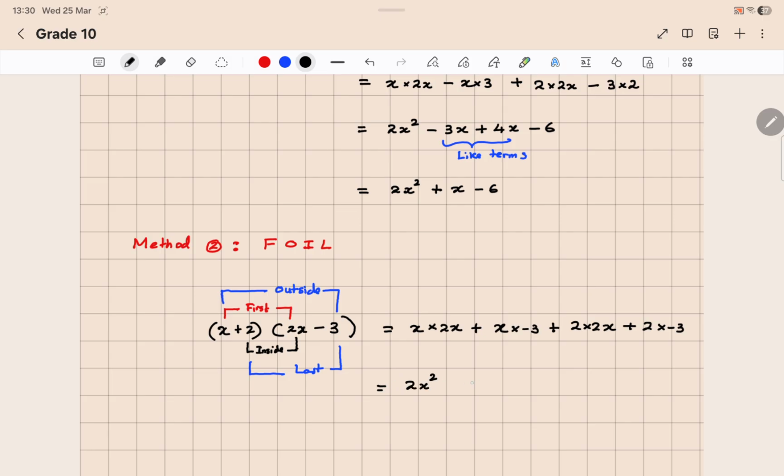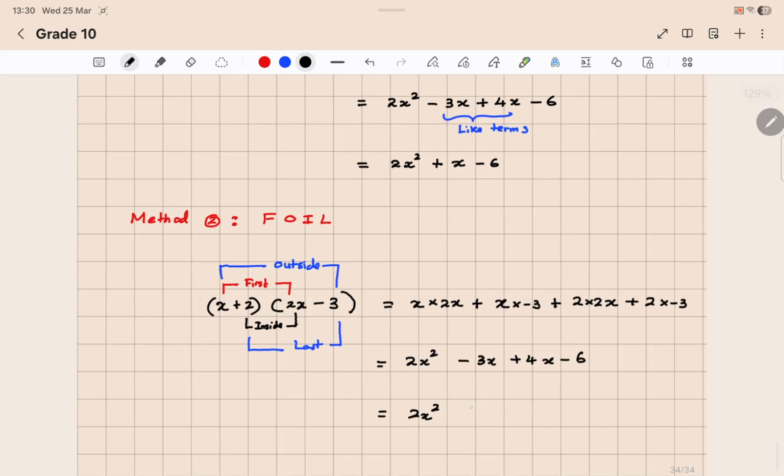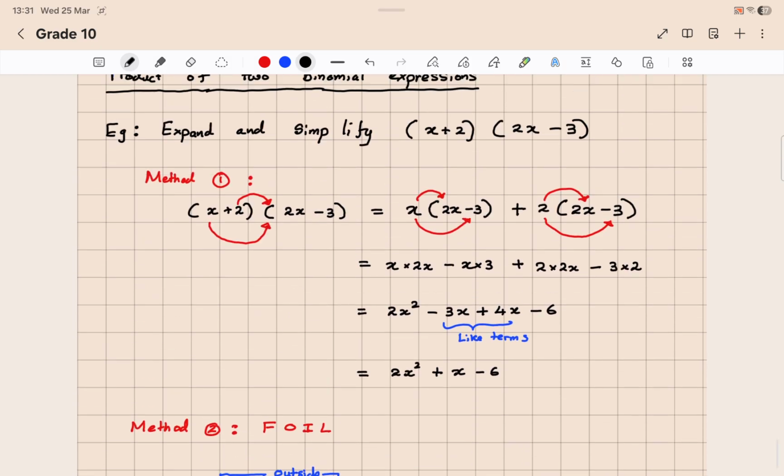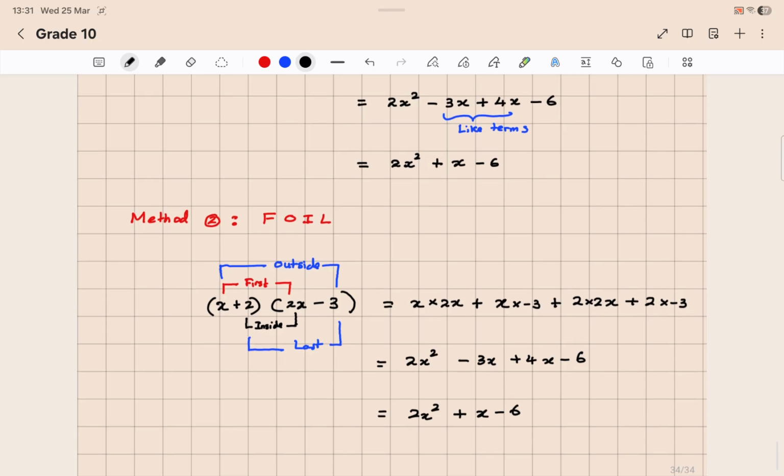So 2x squared minus 3x plus 4x minus 6. So simplify: 2x squared plus x minus 6. So the FOIL method is valid for getting products of binomials. So if you want to expand binomials, use FOIL. So first, outside, inside, last. That's what FOIL means. Right. So that's the way you expand a product of binomial expressions, right? Okay, we'll do some more exercises.